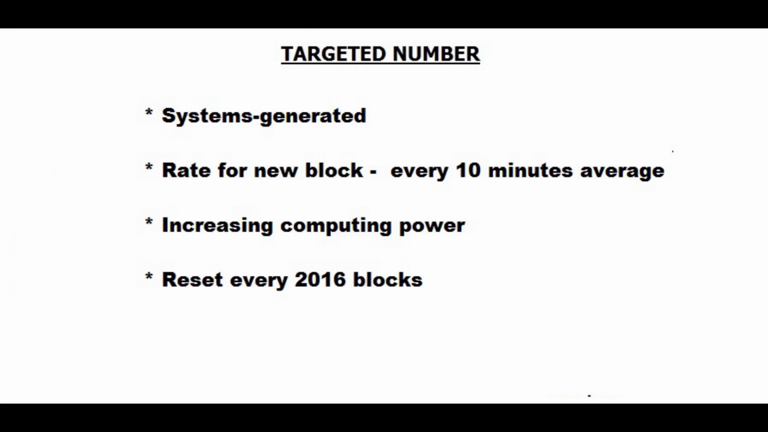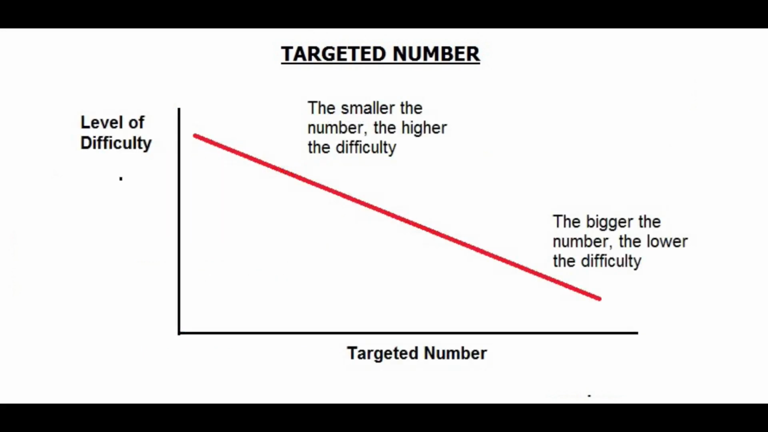4. The system has to reset the targeted number to fine-tune miners' changing hashing power and the level of difficulty to find the right candidate block hash. The system does this automatically after every 2016 blocks. This recomputation of targeted number is about once every 2 weeks so that the 10-minute block interval is maintained. 5. The targeted number sets the difficulty level for miners to obtain the right candidate block hash. The level of difficulty depends on how big the number is.